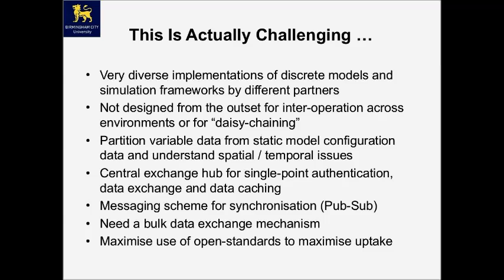So I guess it probably doesn't need to say that this is actually quite difficult. Very, very different models and simulations have been developed by multiple partners. They were never designed from the outset to be connected together or, in fact, to interoperate. When you attempt to do this, then this ability to partition variable and static data from spatial and temporal issues is quite important. How do you deal with the fact that, for example, the time axis on these models might be very different, or the granularity of data grids within cities can be very different?